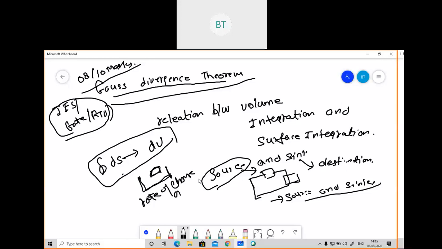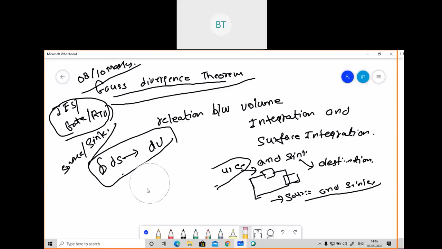So three things we can conclude from this Gauss divergence theorem. First, it is used to explain the relationship between surface integration and volume integration. Second, if you want to find the source or sink of any system, you apply Gauss divergence theorem and you will get that particular source and sink. Third, you will find the rate of change of function with respect to position of the system. If the rate of the function is increasing with respect to position, then it will be the source.